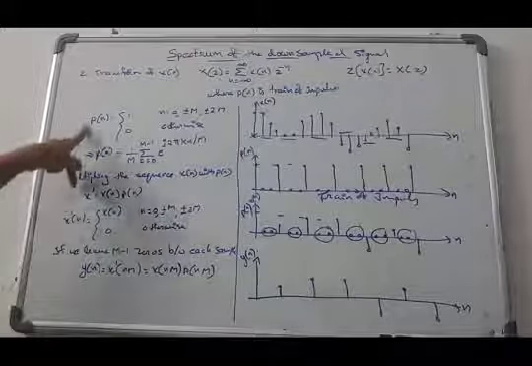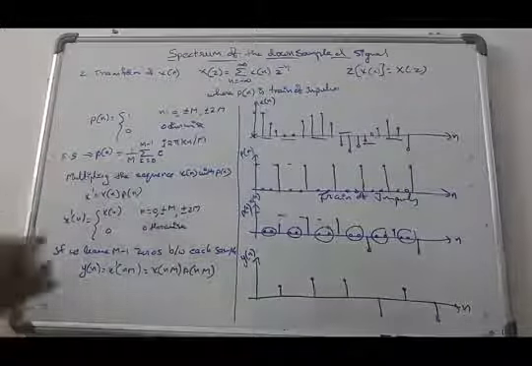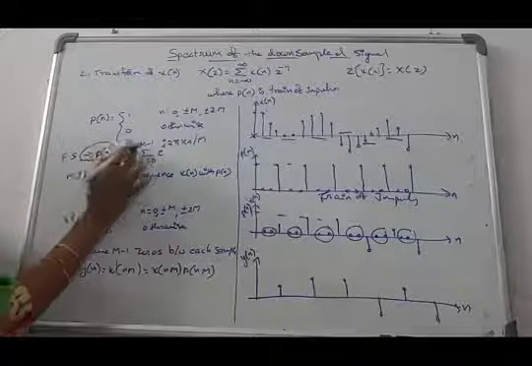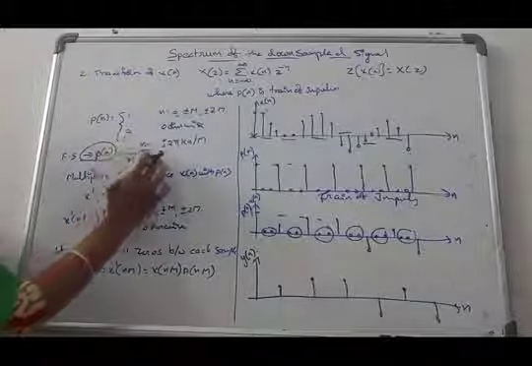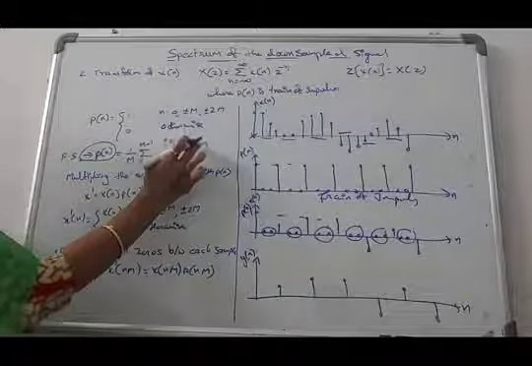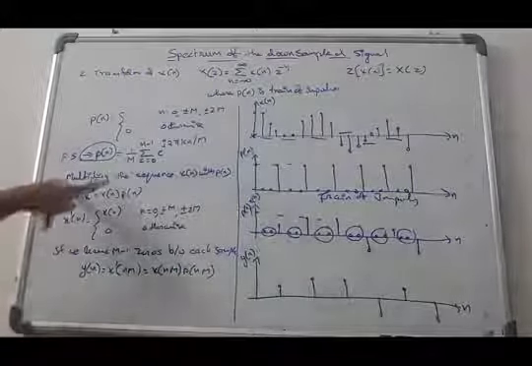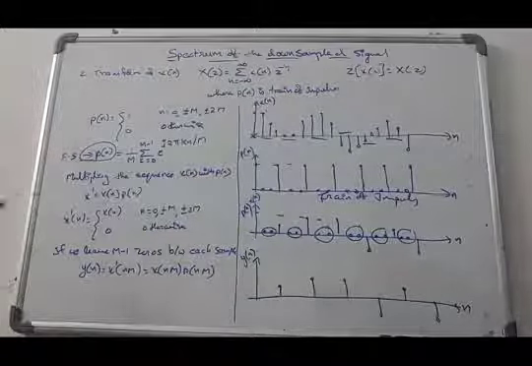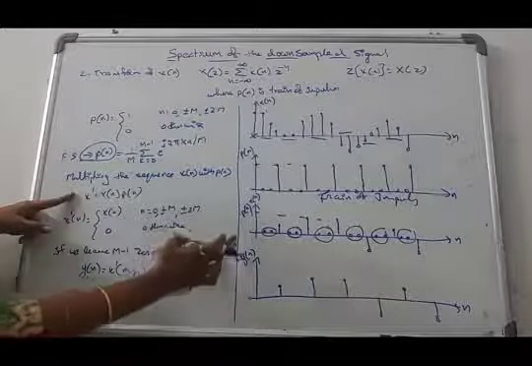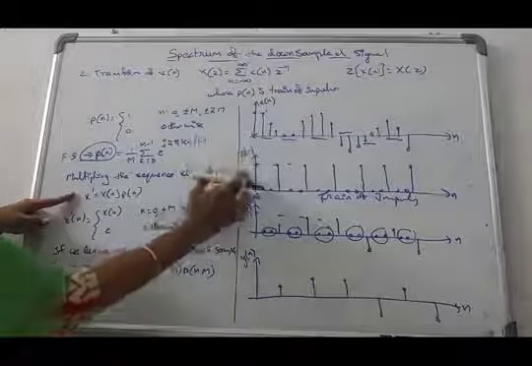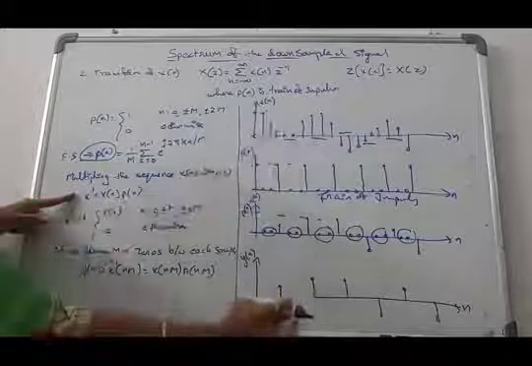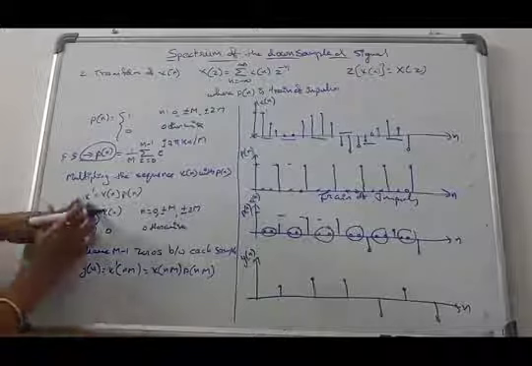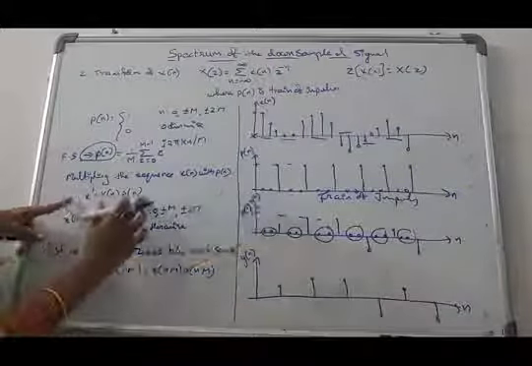Now the Fourier series representation of p of n, the train of impulses, can be represented as 1 by M summation k equal to 0 to M minus 1 of e power j 2 pi kn by M. Now multiplying the sequence x of n with p of n, this was the diagrammatic representation and this is the mathematical representation. x dash of n is equal to p of n into x of n.